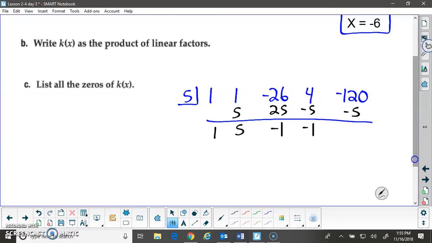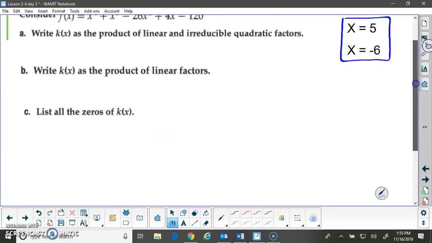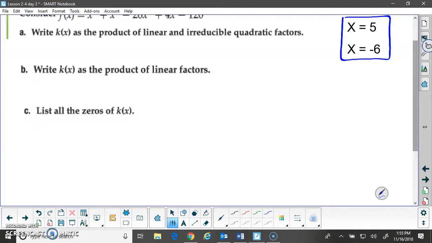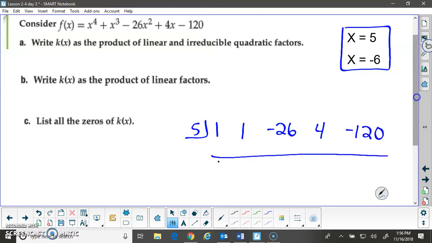Something didn't work out there. Let's try that again. What did I do wrong there? All right, so we're going to use a +5. We got a 1, -26, a 4, and a -120. All right, let's try this again. Should get a 0 at the end. There we go. Okay, get a 0 at the end.